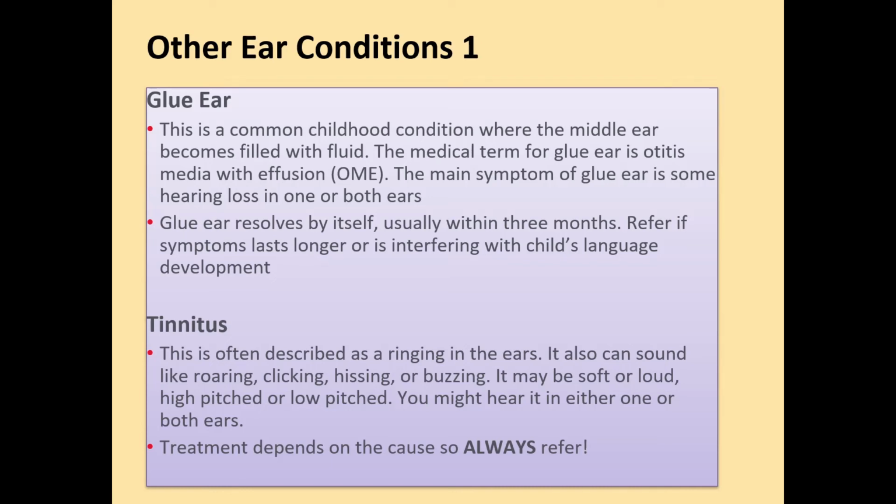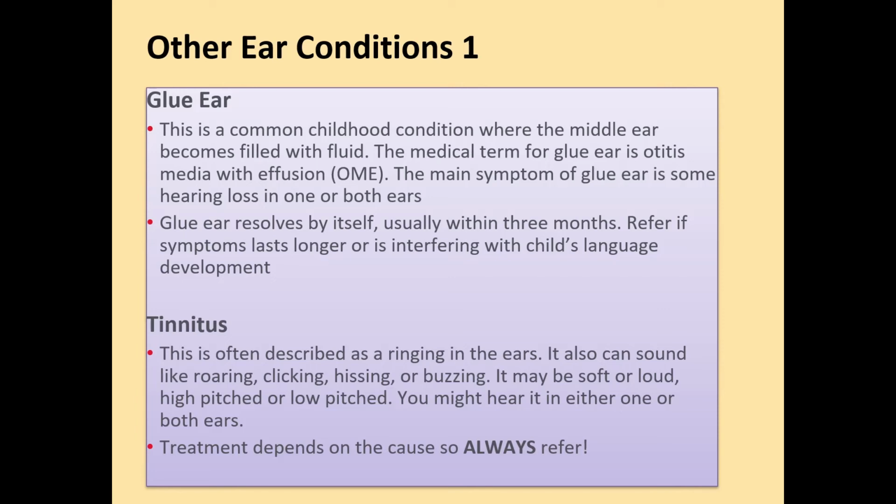The main symptom is hearing loss, which may be in one or both ears. So particularly in children, they may struggle to keep up with conversations. They may become irritable because they're trying harder to hear and listen to people. And you may find that they're turning up the volume on the television.